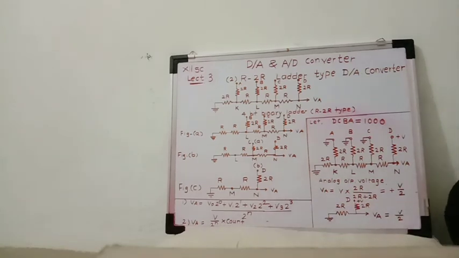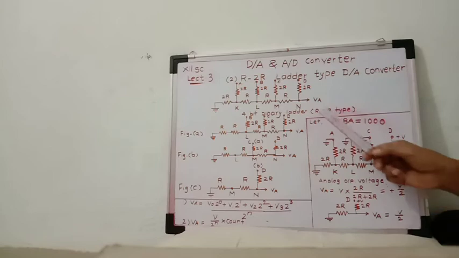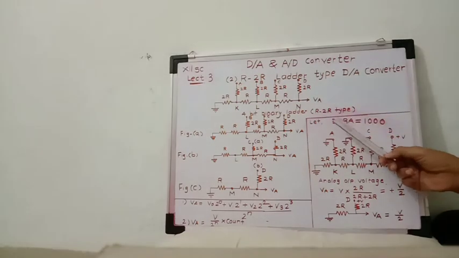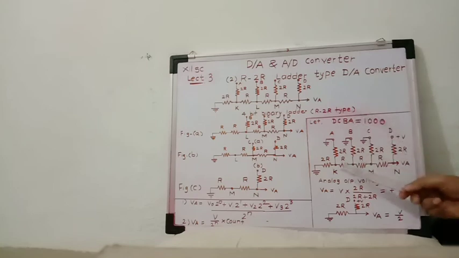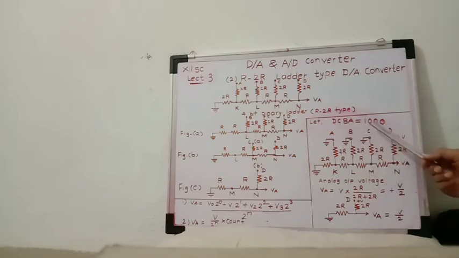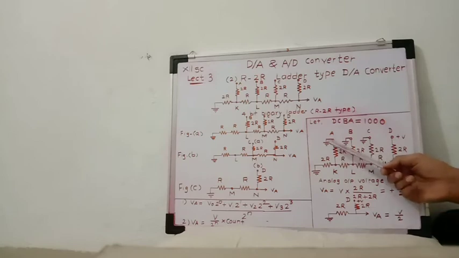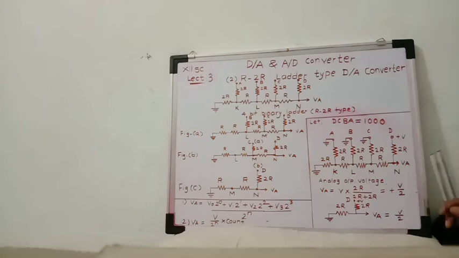Now let us take one example. Let the digital inputs to the ladder be DCBA equal to 1000, where D is the MSB point and A is the LSB point. So the ladder is shown here. Since A, B, C are 0 0 0, these terminals A, B and C are connected to ground, and D is at high potential, that is D is equal to plus V.